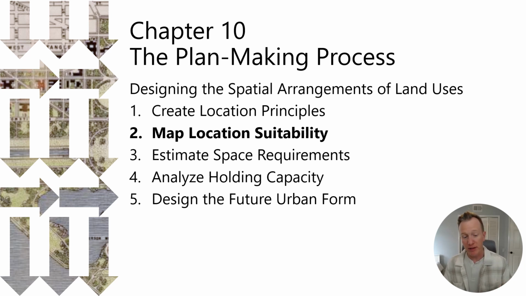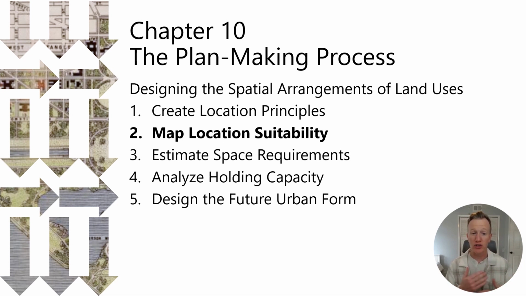So in the next step of that process, you're going to map location suitability. You're going to take all those implications that you wrote in step 1 and start mapping them. For the residential section, where you said you might not allow any more residential units in a 100-year floodplain, you're going to show where the 100-year floodplain is. If you're going to require all new commercial development to be within a quarter-mile walk of a light rail station, then you're going to map your light rail stations and where that quarter mile radius is.